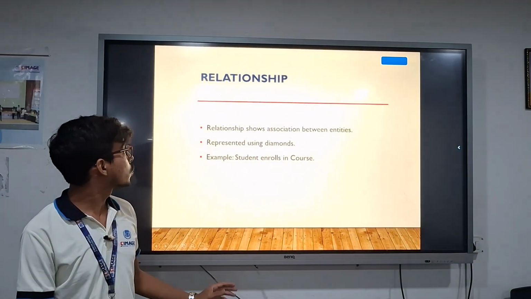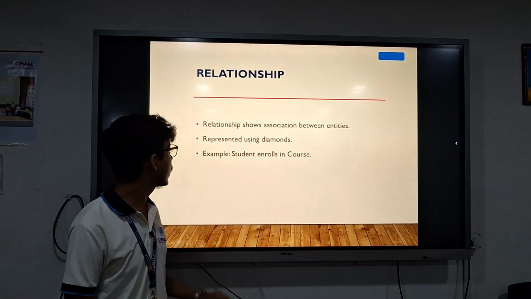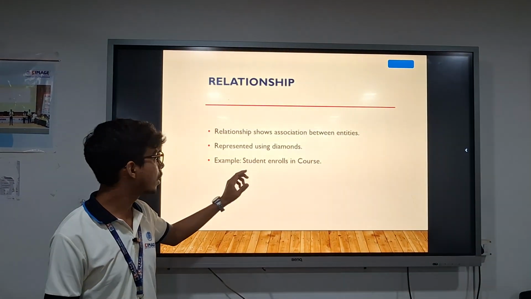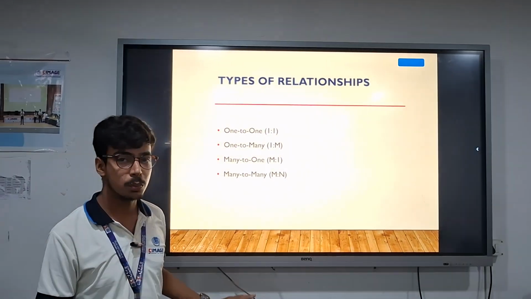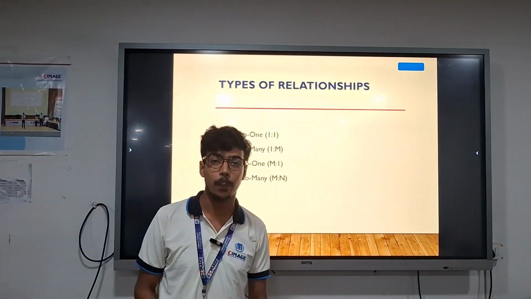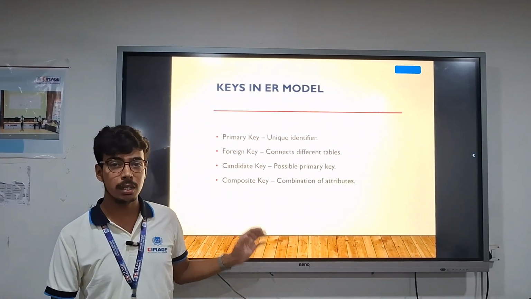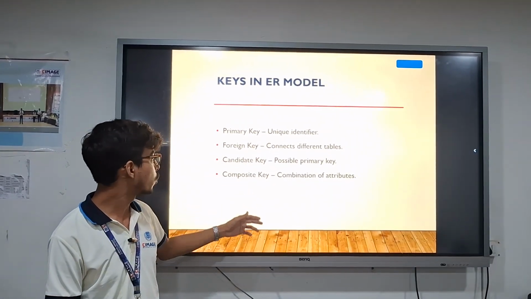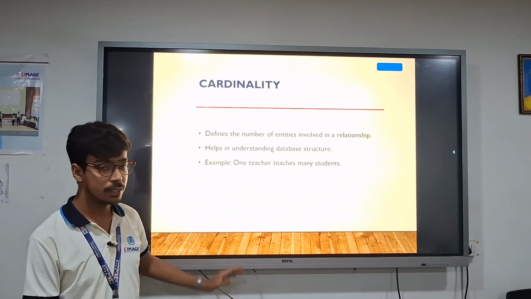Now the next one is relationship. A relationship shows association between entities. It is represented using a diamond shape. For example, a student enrolls in a course. There are mainly four types of relationships: one to one, one to many, many to one, and many to many. There are also keys important in an ER model, such as primary key, foreign key, candidate key, and composite key.